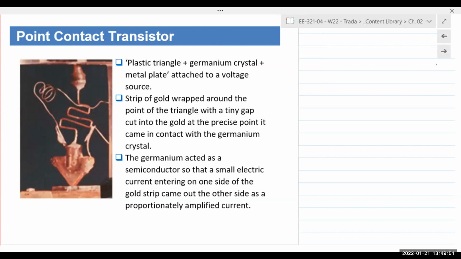Okay, so I just like to give this little bit of history lesson. This was a point contact transistor. It was simply a plastic triangle on a germanium plate, a germanium semiconductor, which was sitting on top of a metal plate, making contact with it. And right at the tip of this transistor, there was a gold contact, with a small opening in that gold contact, which allowed the current to pass through into the germanium semiconductor.